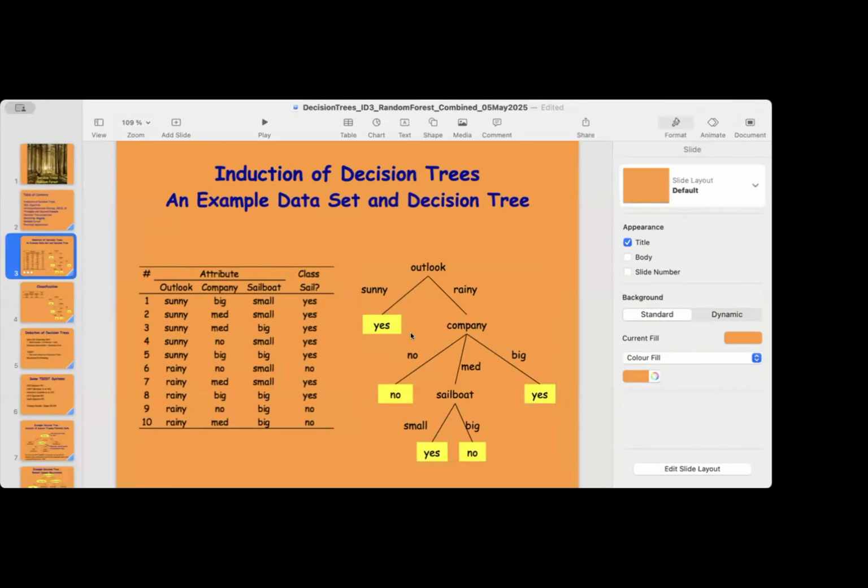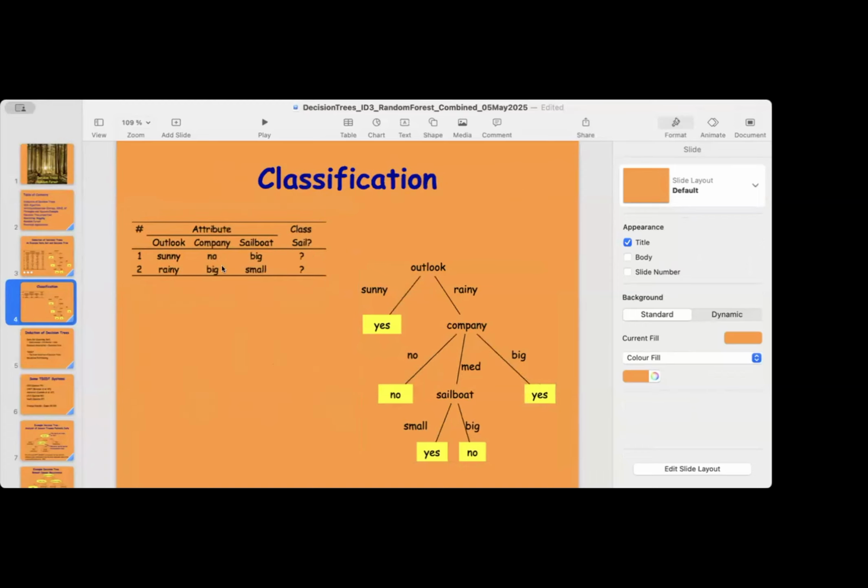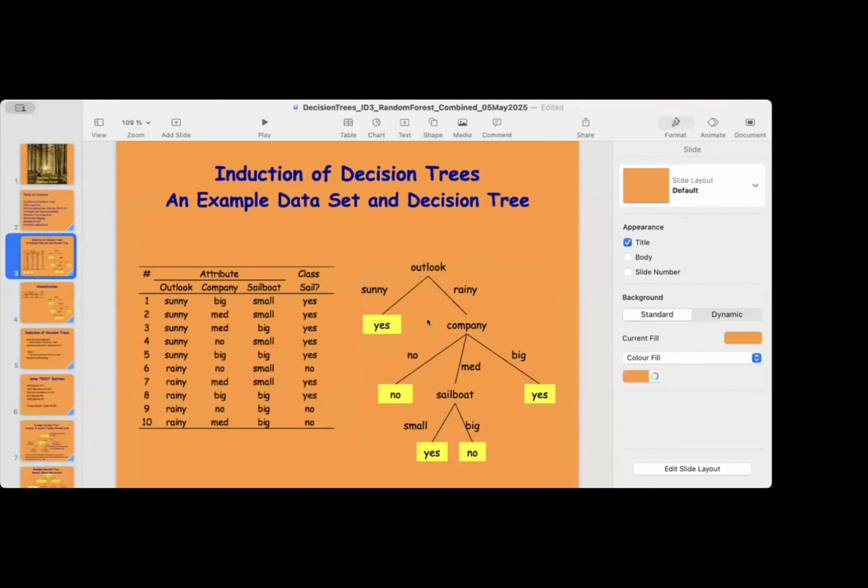Once we build this tree using parts of the data in our activity in our lab, we're asked to use 80% of the data. The remaining 20% would be used to test the model. So the model is already built. We can get an answer by traversing the tree.